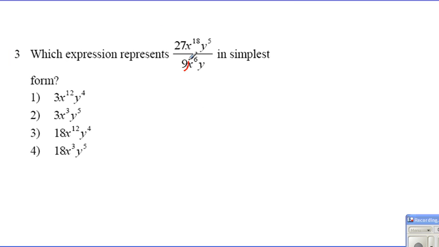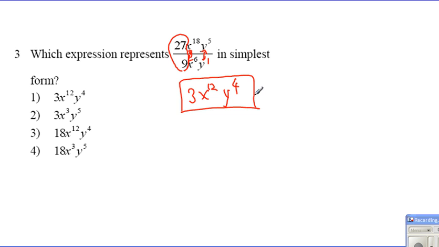Alright, how about here? We should be able to calculate number by number and variable by variable, x by x and y by y. So 27 divided by 9 becomes 3 on top. x to the 18th power divided by x to the 6th power: when we divide, we subtract, so x to the 12th. Same thing here, whenever there's nothing, 1 is hidden. So 5 minus 1 becomes y to the 4th power. That becomes our answer, which is choice number 1.